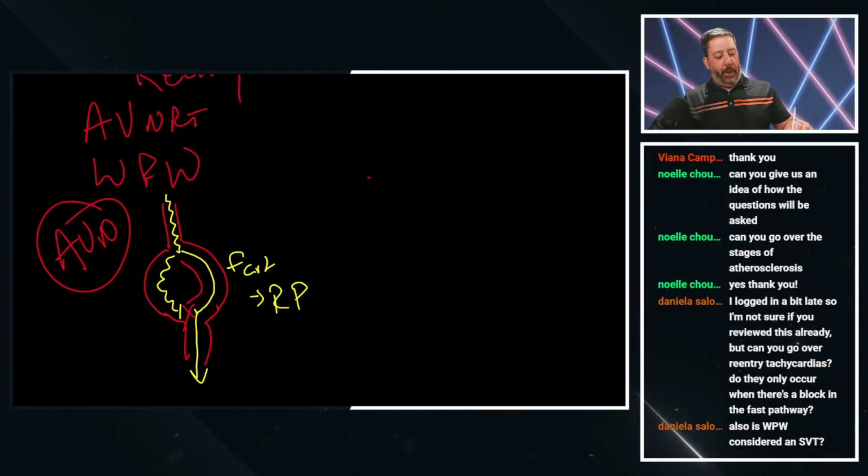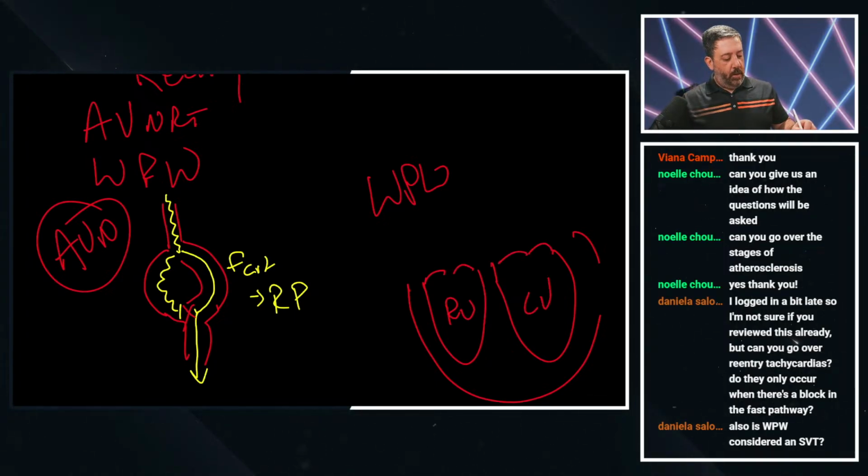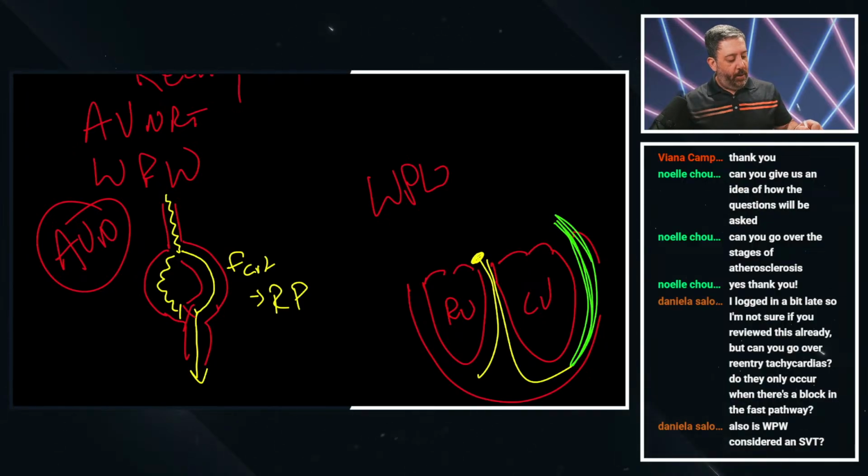If we did WPW, here is our AV node, and this is where things should follow normally. But in WPW, they have an extra pathway right here. This extra pathway is the slow pathway. And the AV node itself, the entire thing, is considered the fast pathway. This is how we're set up.